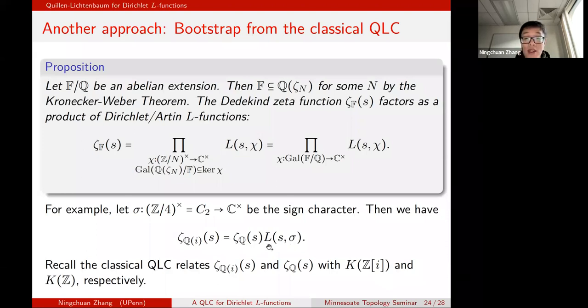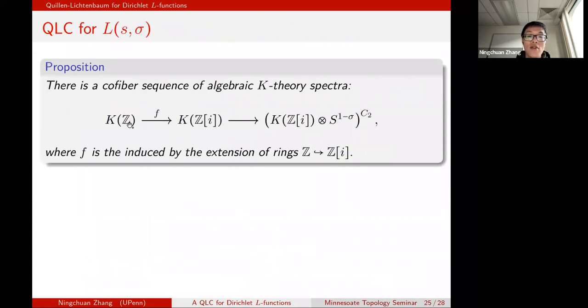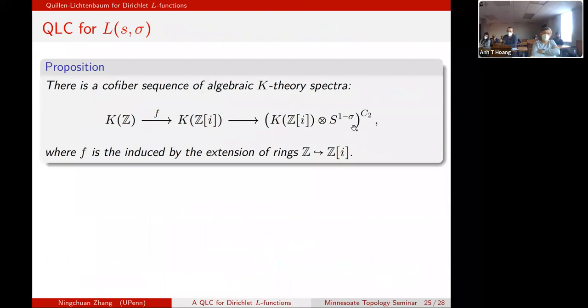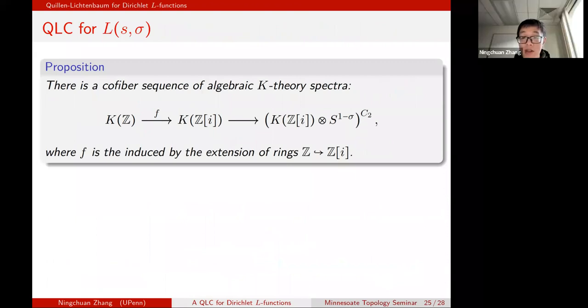So you may want to ask, can we say something about this factor? Can we relate those two spectra? Of course, there's a natural map, because there's an inclusion from Z to Z[i], which induces a map on algebraic K theory spectra. And we can just take the cofiber. The claim is that the cofiber is precisely some sort of twisted algebraic K theory spectrum by that equivariant Moore spectrum. Here, this is the representation sphere S^(1-sigma), which is also a model for the equivariant Moore spectrum attached to the sign character.